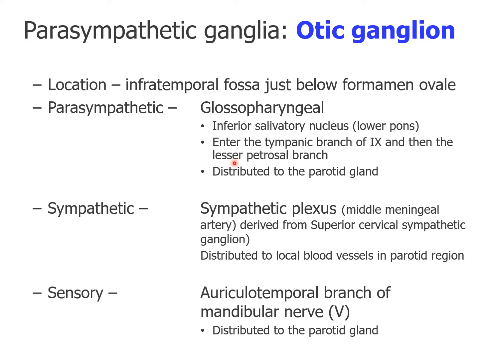The postganglionic parasympathetic fibers are distributed to the parotid gland through the auriculotemporal branch from the posterior division of the mandibular nerve, which is a branch of the trigeminal nerve. The sympathetic fibers are derived from the sympathetic plexus around the middle meningeal artery, and these fibers are postganglionic fibers from the superior cervical sympathetic ganglion, and they are distributed to local blood vessels in the parotid region. The sensory route is provided by the auriculotemporal branch of the mandibular nerve and distributed to the parotid gland.